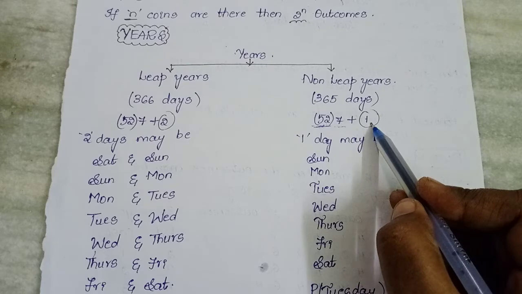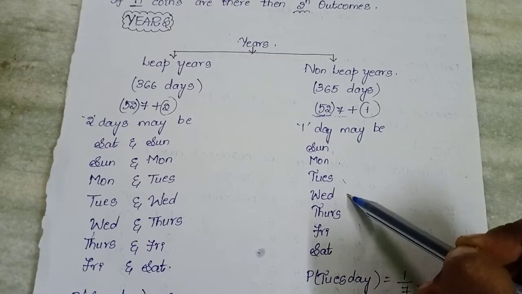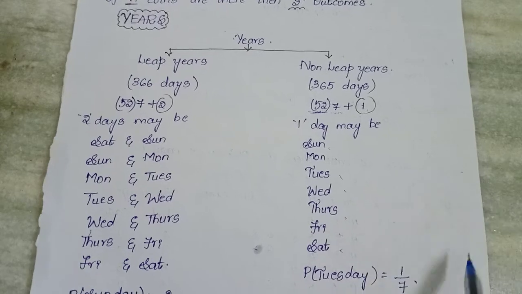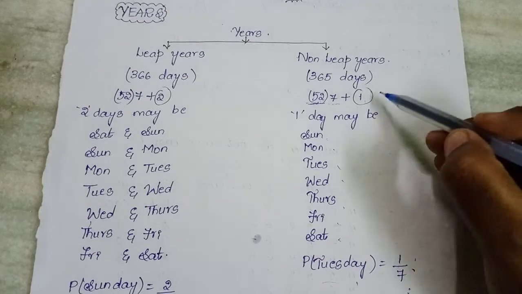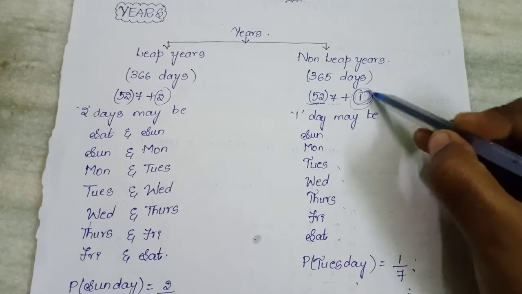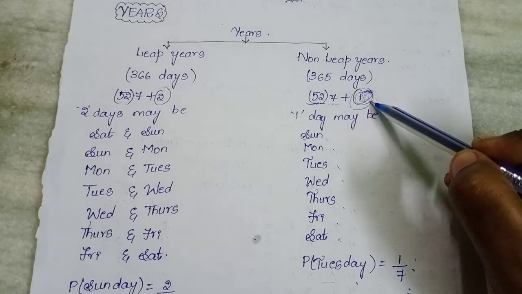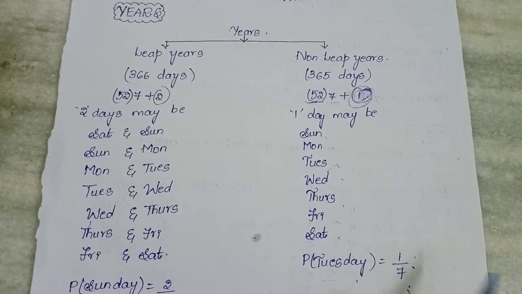And this 1 day may be Sunday or Monday or Tuesday or Wednesday or Thursday or Friday or Saturday. So the probability of getting Thursday or Tuesday or any day is 1/7. When it comes to this last day, the probability of getting it as Monday or Tuesday or any other day is 1/7 when it comes to non-leap years.